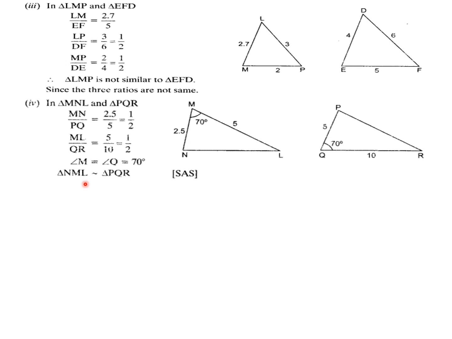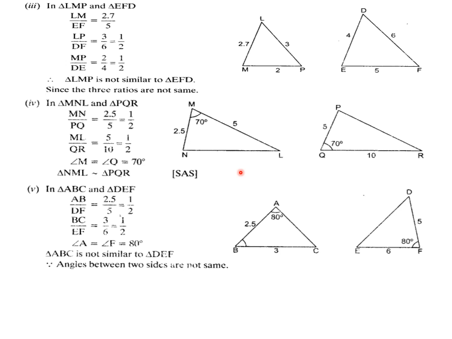Now, again we have to come back to the naming part. We have chosen the name for this one as NML. So, NM is associated with PQ, ML is associated with QR. And here we have the angle M is equal to Q. Wherever we write M, in the middle section we have written M, so in the mid section we will write Q here. That's what we have to check. Hence, they are similar to each other.